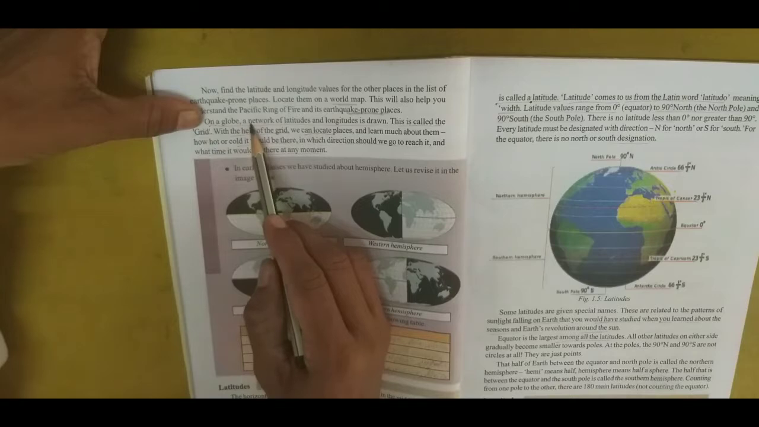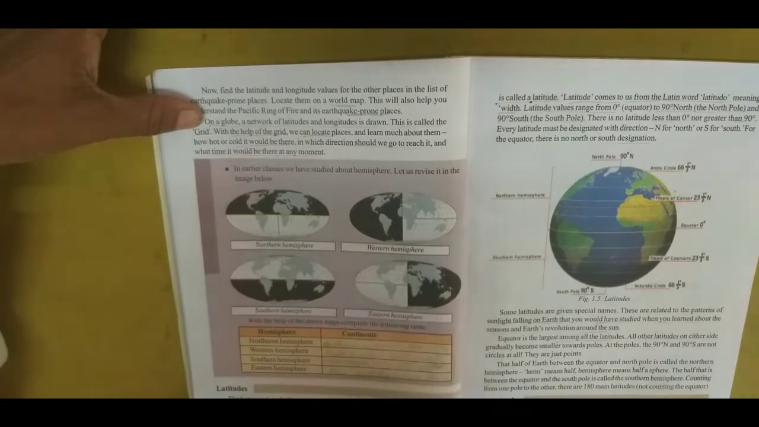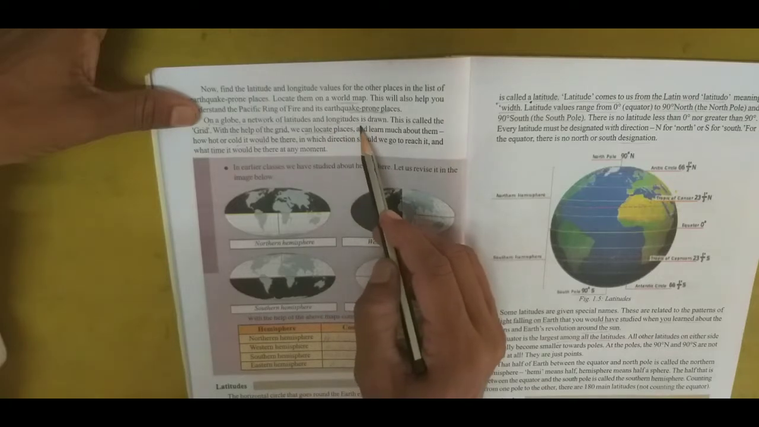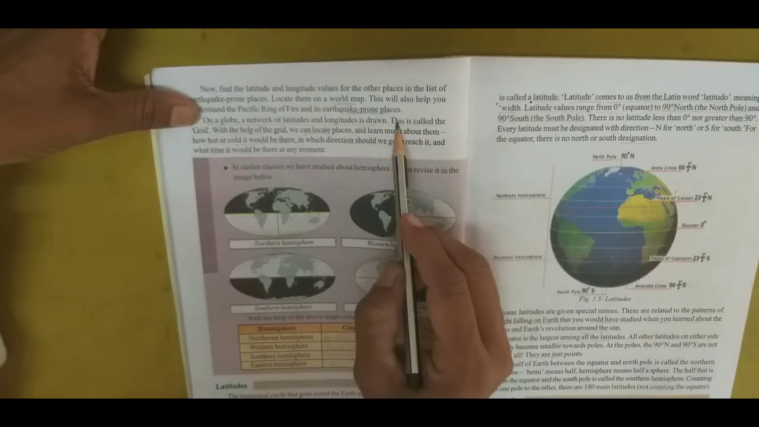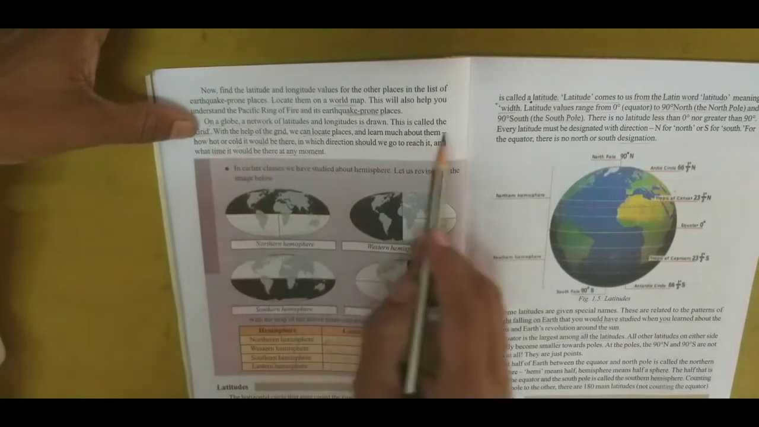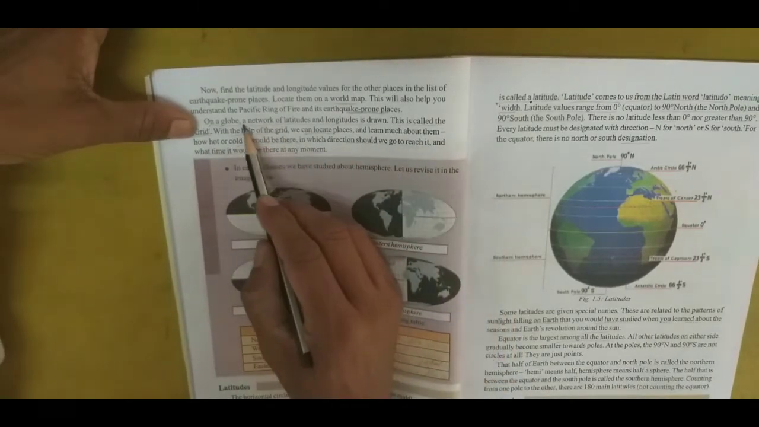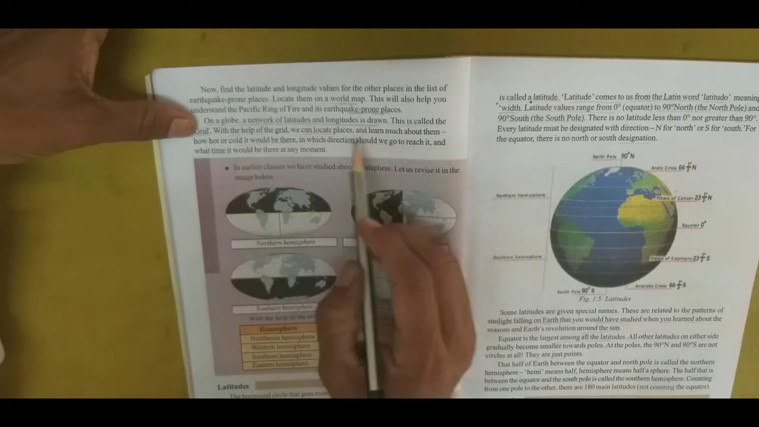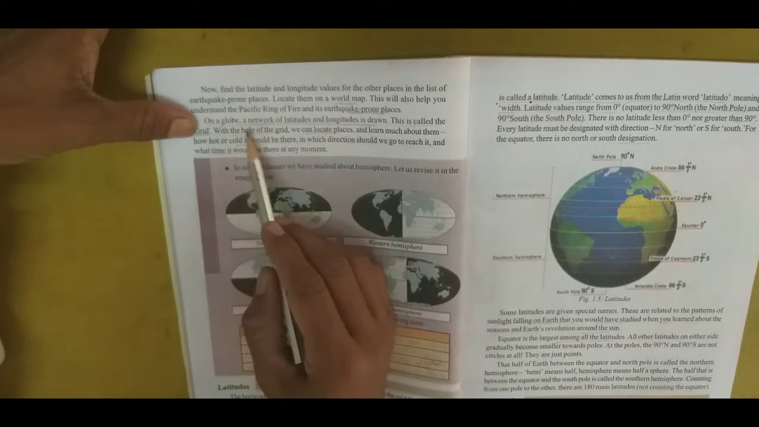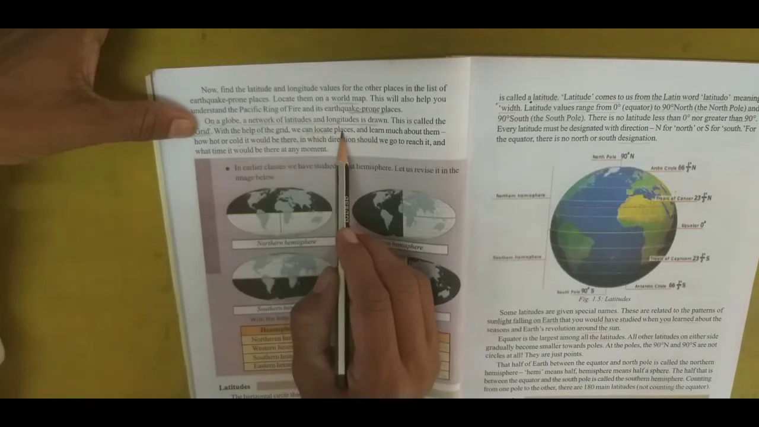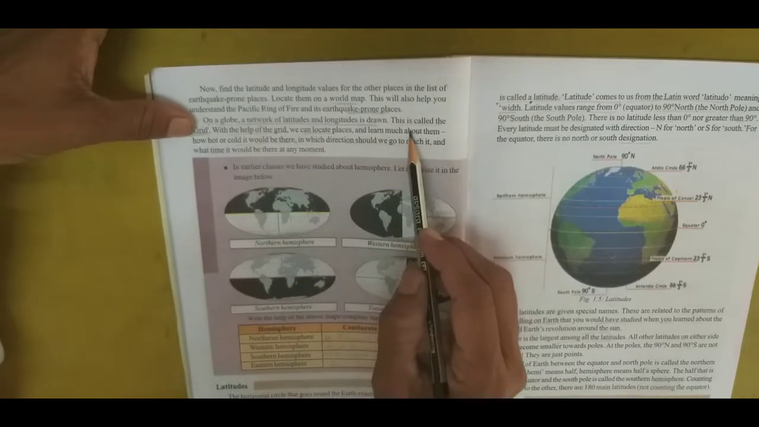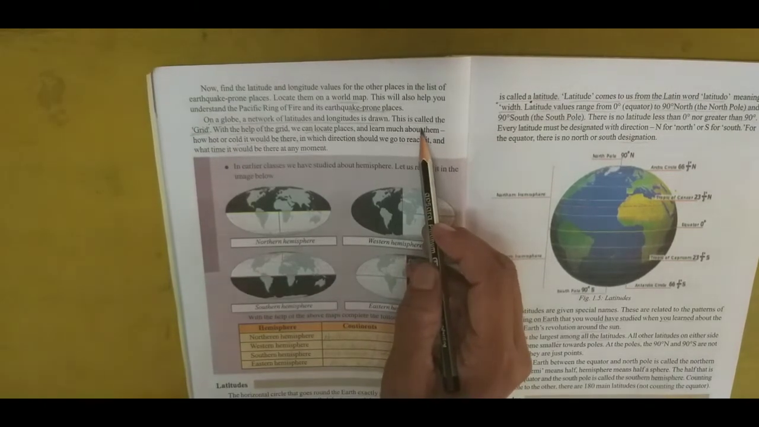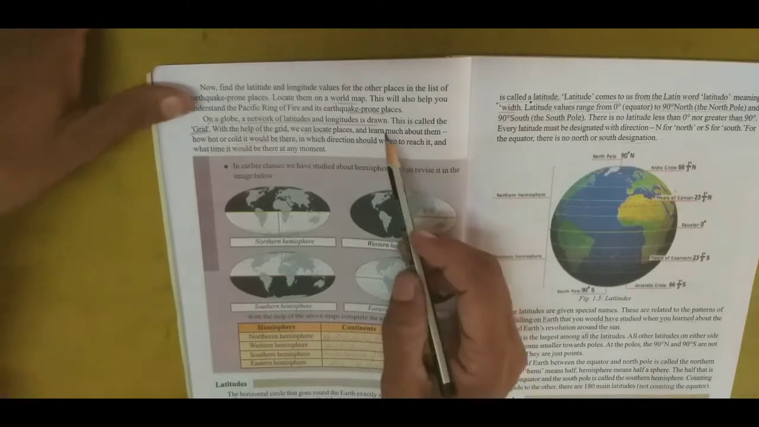On a globe, a network of latitudes and longitudes is drawn. This is called the grid. So, what is the grid? Underline, my students: a network of latitudes and longitudes drawn on a globe is called a grid. With the help of the grid, we can locate places and learn much more about them.